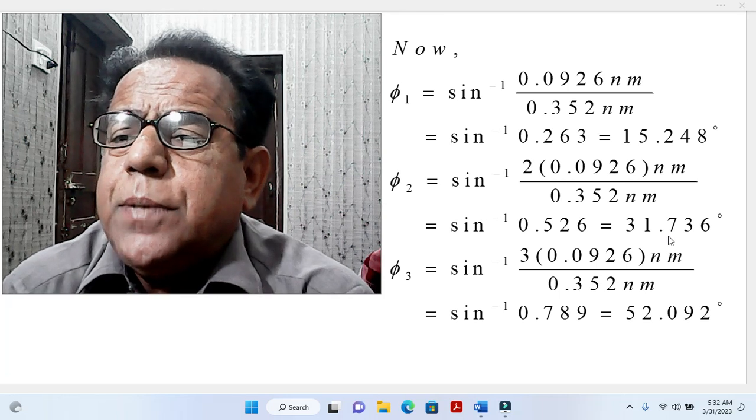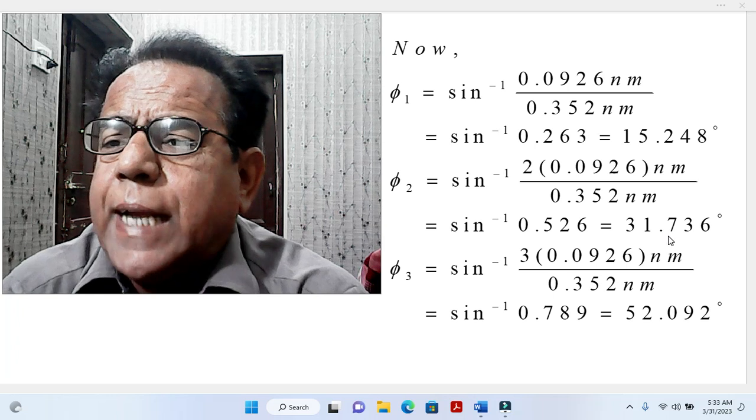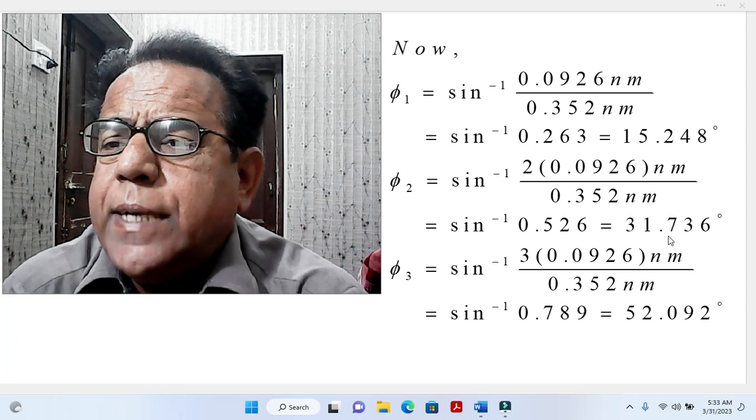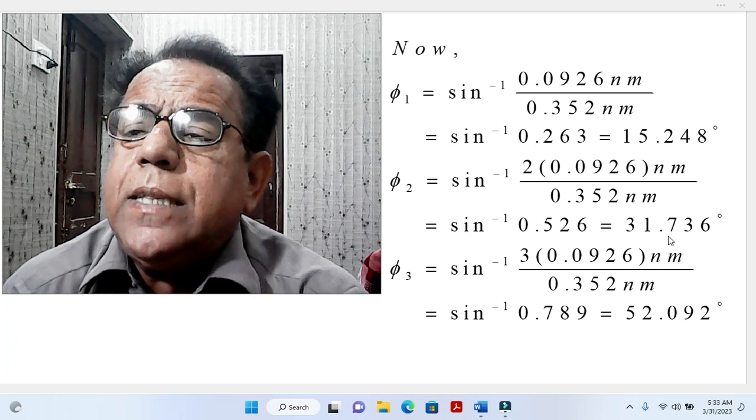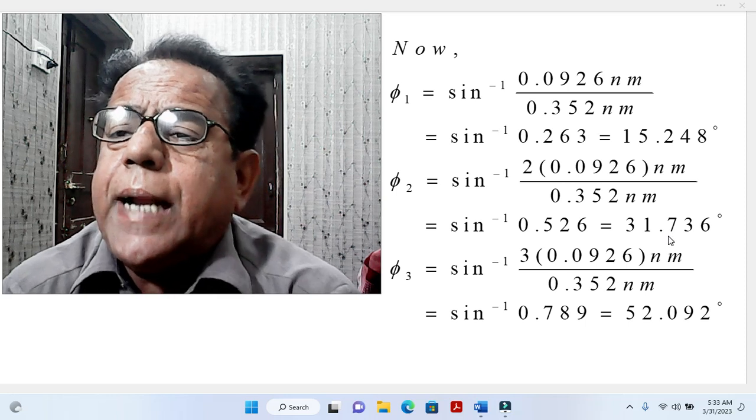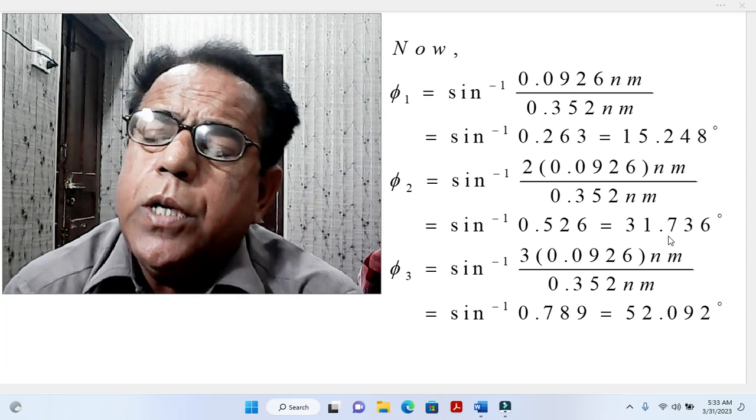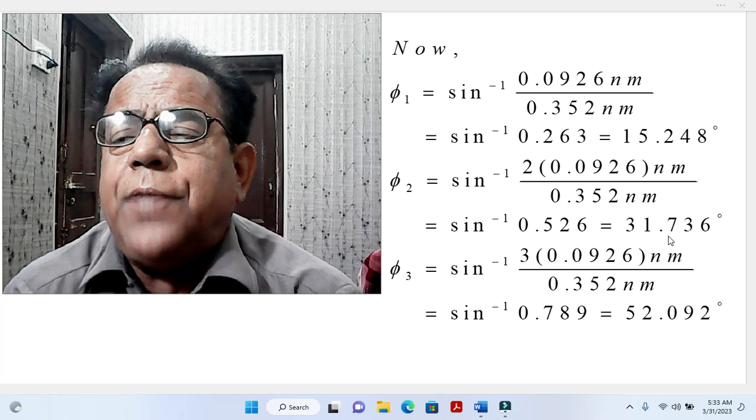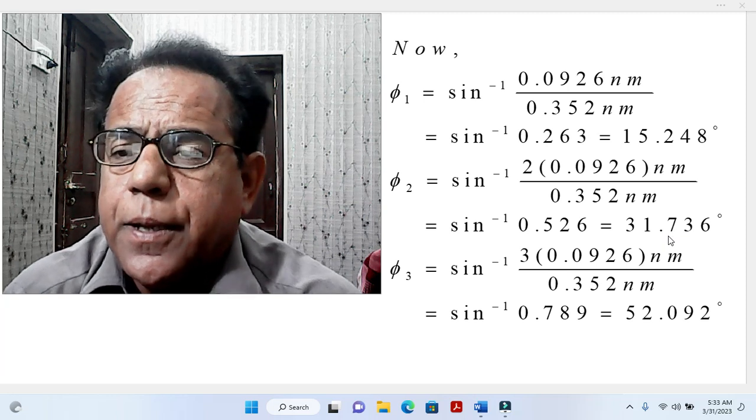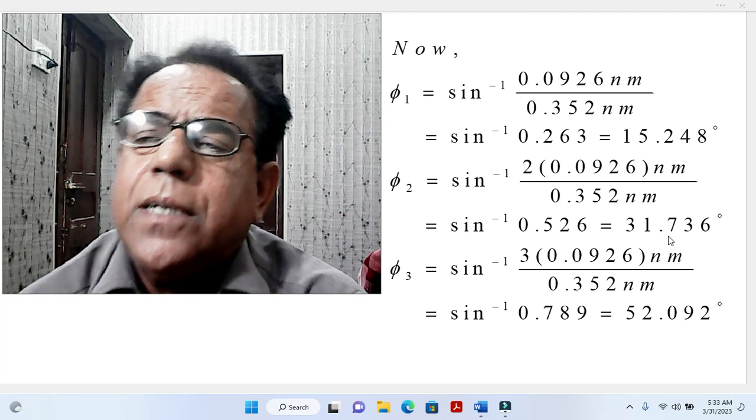Then definitely for phi 4 it will become 4 times 0.263, that is 1.052. So its value increases beyond 1. So we will not take phi 4.